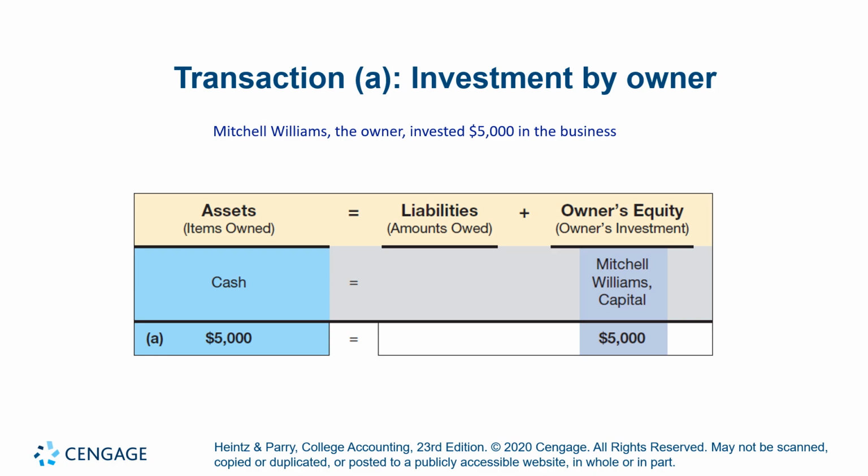Okay, so transaction A, we are looking at an investment by owner. So our example here is that Mitchell Williams invested $5,000 in his business. So when we invest money in a business, that's put into our capital. So as you can see, our capital increases by $5,000, but our business also now has an asset of cash for $5,000. And then as you can see, the amounts equal on both sides of the equation, so that's something important to keep in mind too. We have to make sure that it still balances.